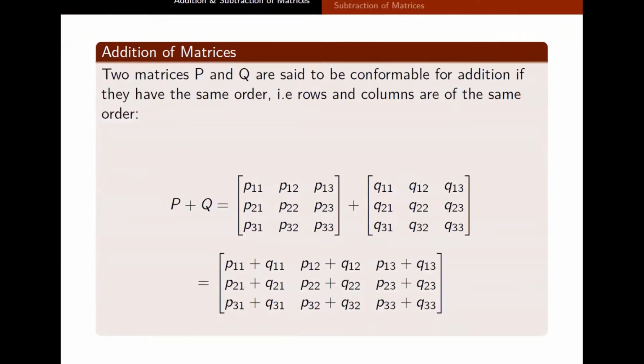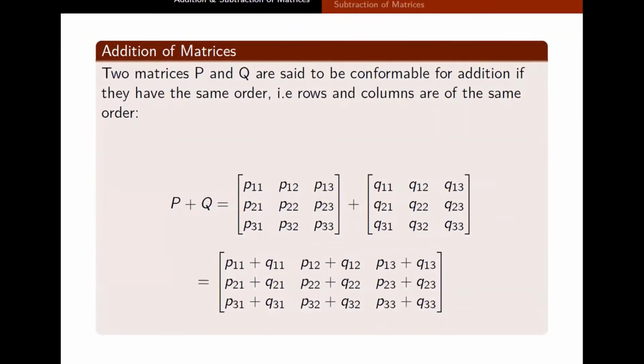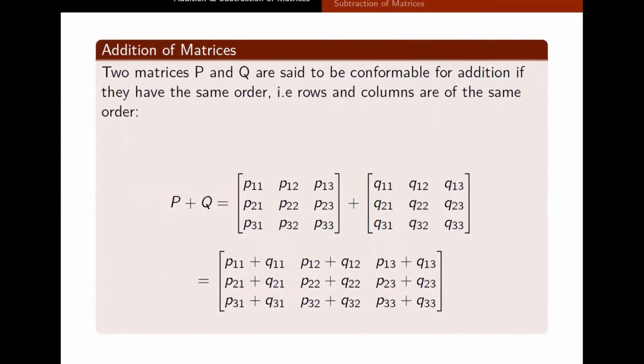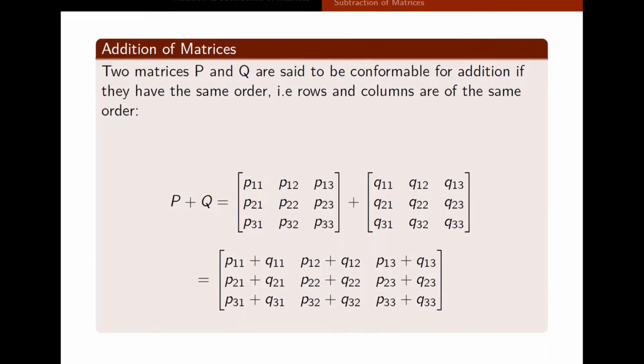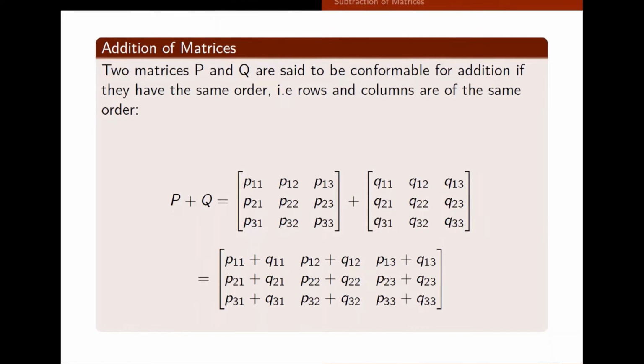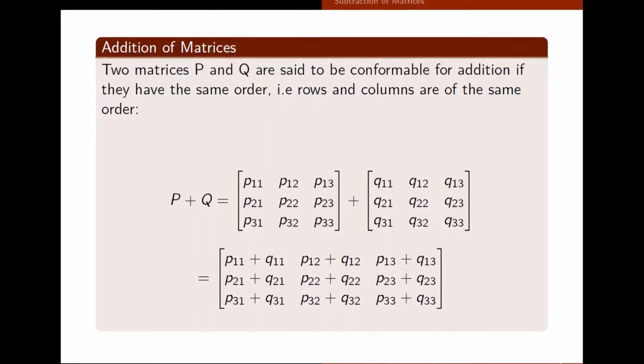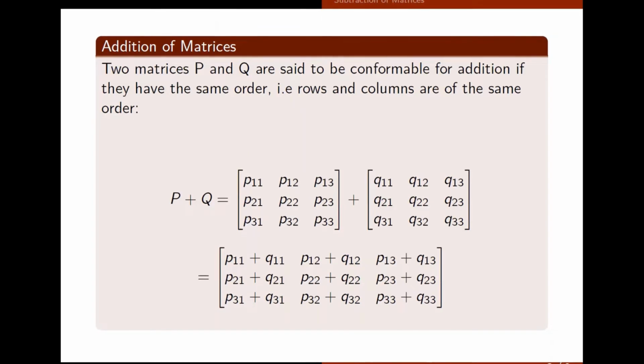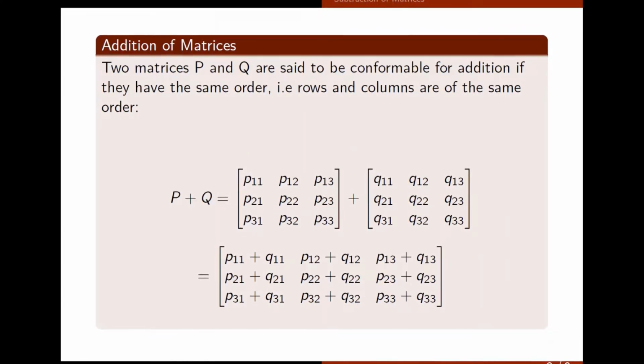All right, so we start with the addition of matrices. We say that two matrices P and Q are conformable for addition if they have the same order. That is, the number of rows and the number of columns are the same. So basically, matrix P should be of the same order as matrix Q in terms of the rows and the columns.